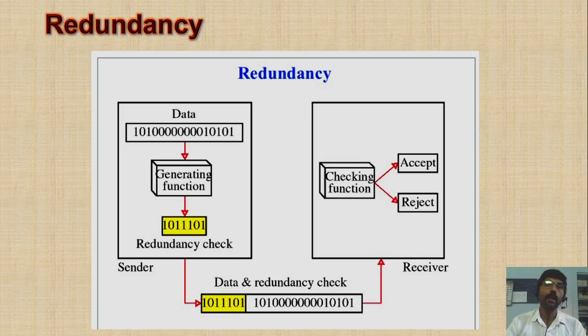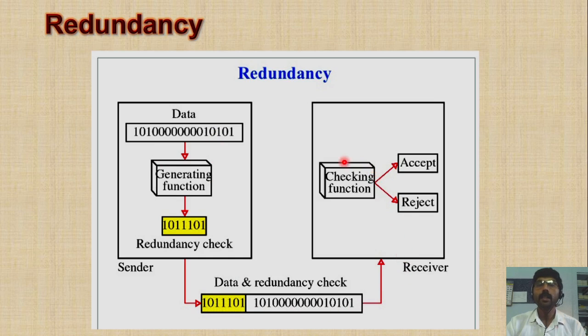This diagram explains how the redundancy is done. This part is called the sender part and this part is called the receiving part. At the sender part, it takes the data and, with the help of some generating function, it creates redundant bits here. For each different data, it will create different redundant bits. That depends on this program. Once the redundant bits are created, they are attached to the data and sent to the destination.